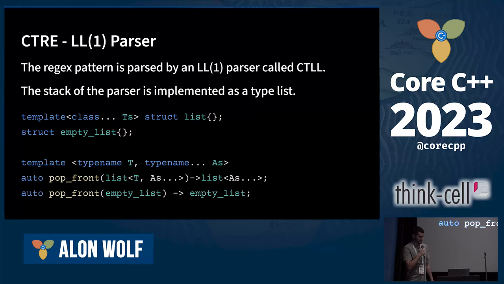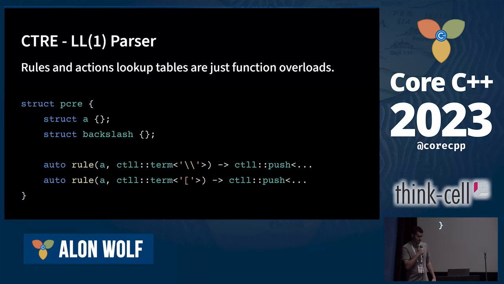Internally, CTRE uses an LL1 parser that is implemented inside the library. The stack of a parser is implemented as a type list, which is just an empty struct, and performing an operation on the stack is done with an overloaded function. The grammar rules are also defined with empty structs and overloaded functions for lookups. I think this is a very elegant solution that shows how such a complex system can be implemented from these two basic building blocks.